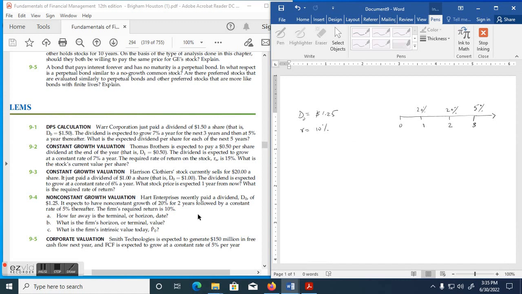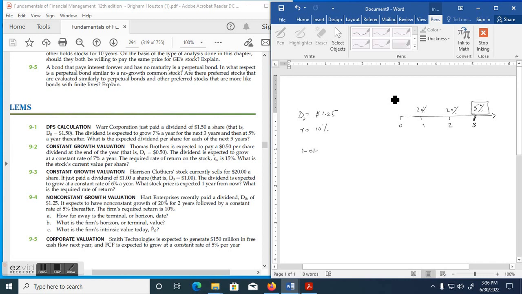Part A says, how far away is the terminal or horizon date? Now, whenever they give you a terminology like terminal date or horizon date, keep in mind that this is referring to the value, the foundational value of the stock based on a constant growth rate. So if the terminal date or horizon date needs to be determined, we need to see where this company is going to start having constant growth rate. Now, if the constant growth rate is expected from the third year onwards, remember this point represents the end of the third year, but this 5% is implemented from the beginning of the third year towards the end of the third year. That means that from the very beginning of the third year, we will be able to calculate our terminal value or our horizon value. So the terminal or horizon date is represented by the first day of the third year.